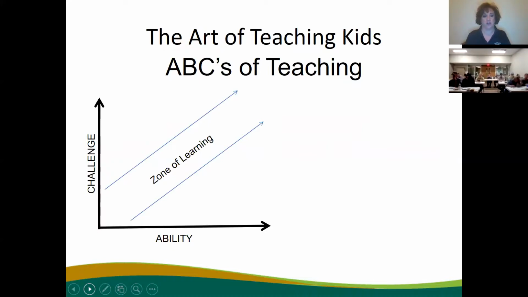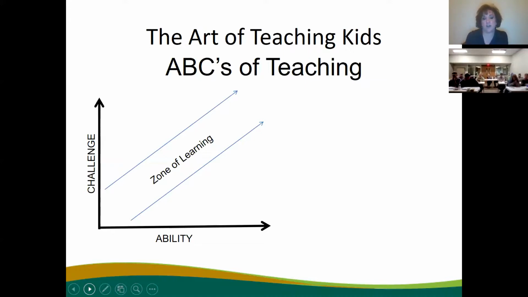So let's look at this. This uses, and I can't pronounce it, Lev Something-ski. It's the person who created this. I have no idea how to pronounce it. It's like Vygotsky. But this person used a visual representation to show the zone of proximal learning.